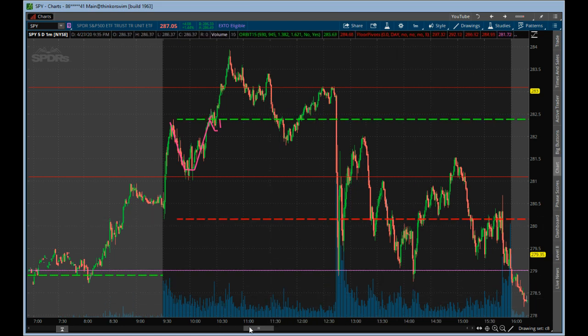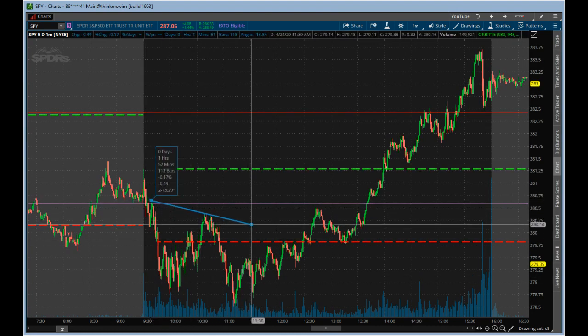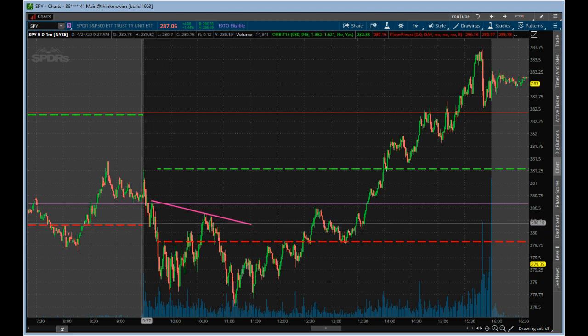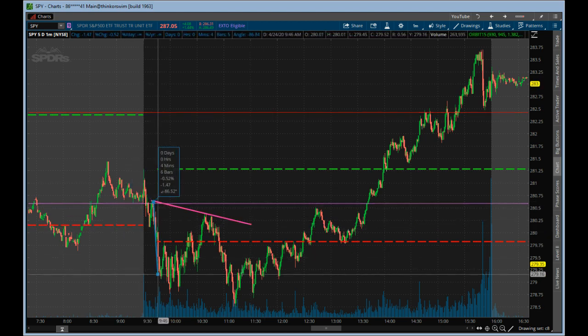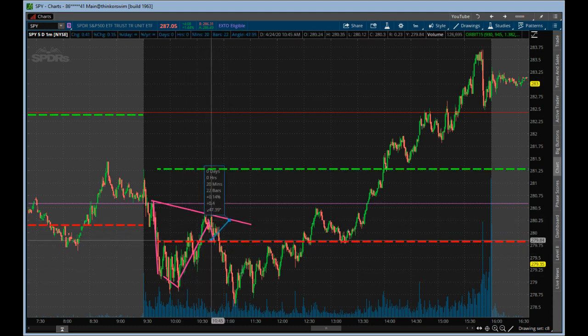Okay. Let's go to the next one. This one did a cup and handle, didn't do anything. Okay, never broke out. Right? Cup. Handle. Nothing. Right? Didn't do anything.